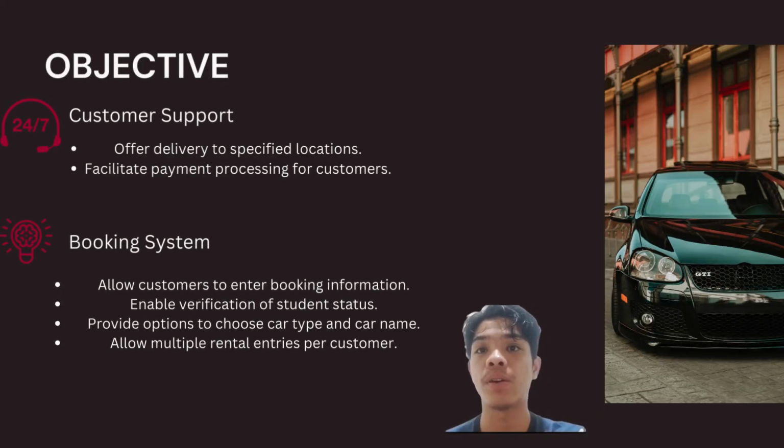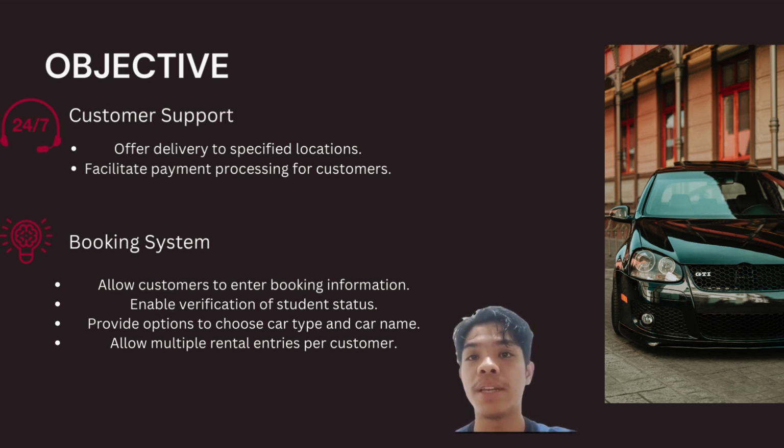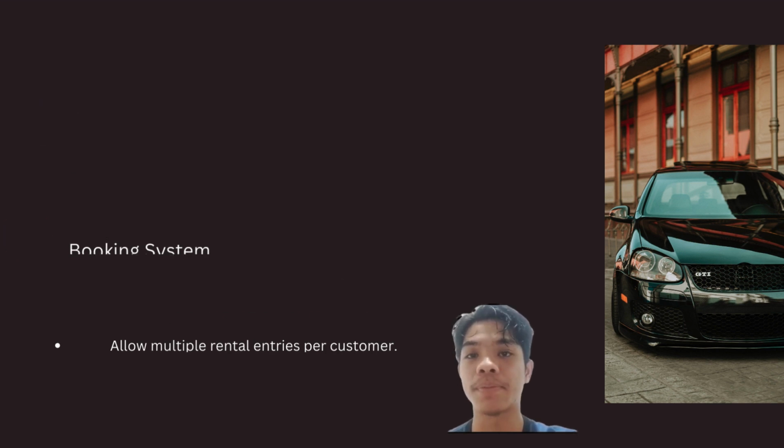First, customer support: offer delivery to a specific location, and facilitate payment processing for customers. Next, the booking system. First, allow customers to enter booking information. Enable verification of student status. Provide the option to choose car type and car name. Allow multiple rental entries per customer.